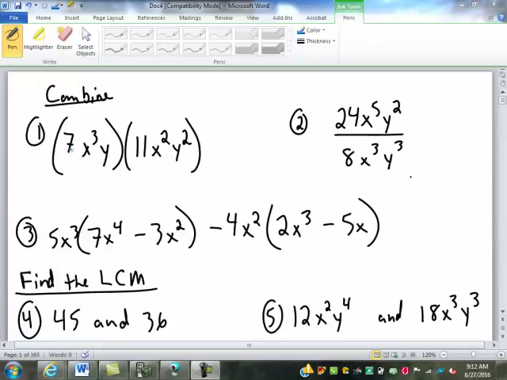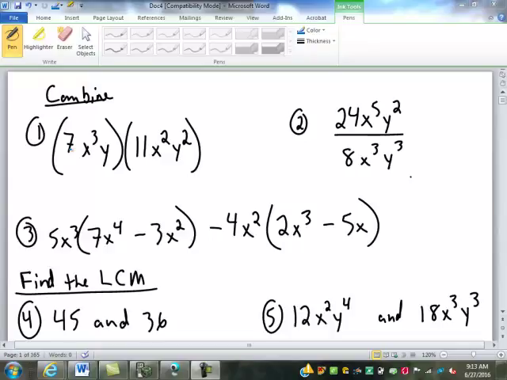Starting out with this first one, this is just multiplication. I know you see the parentheses, and we've been taught you have to look and make sure you see if there's anything to do there first. But in this case, is there anything to be done inside those parentheses? No, there's not. So our next question is, is there anything that needs to be done to the parentheses? Well, there really isn't any distributing, but if you look close, you realize what these parentheses are is just multiplication. It's 7x to the third y times 11x squared y squared.